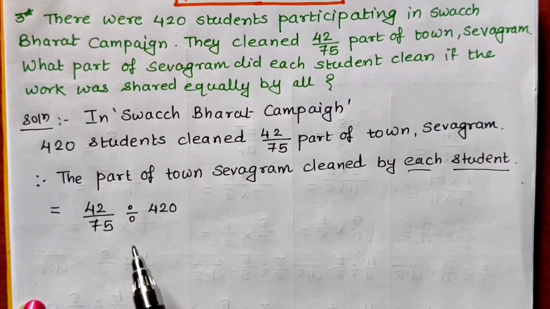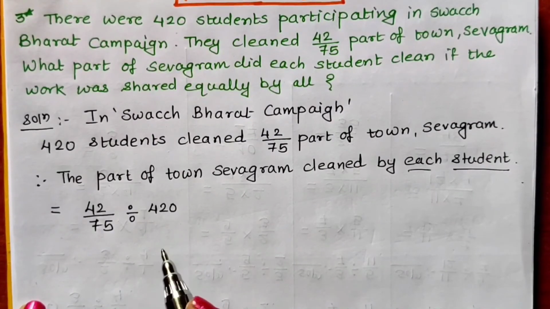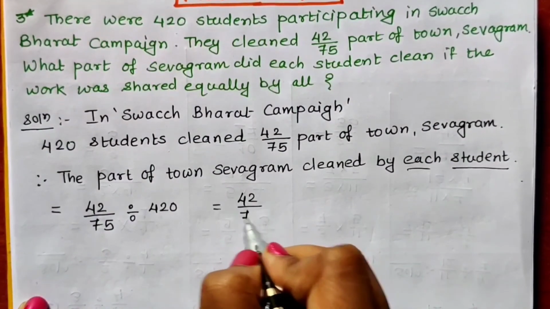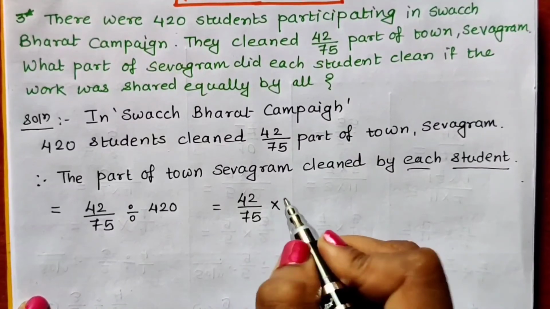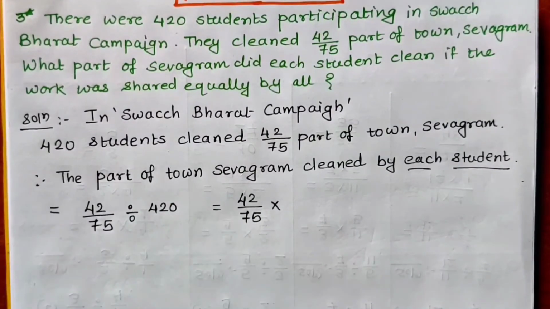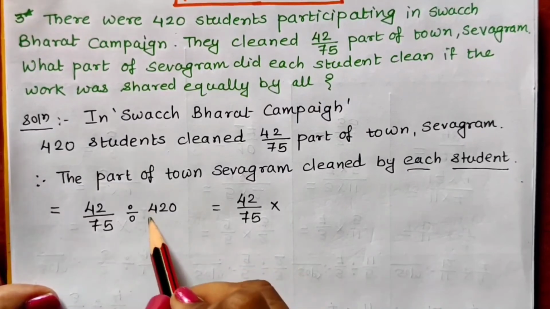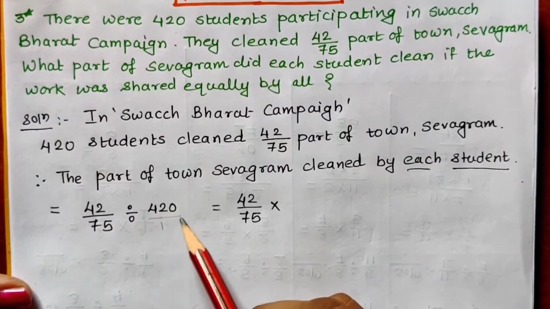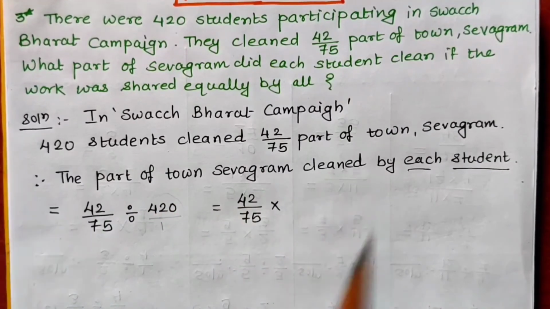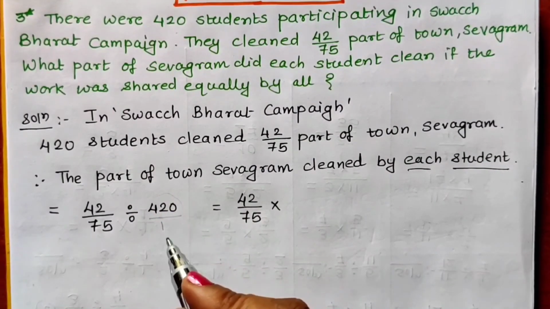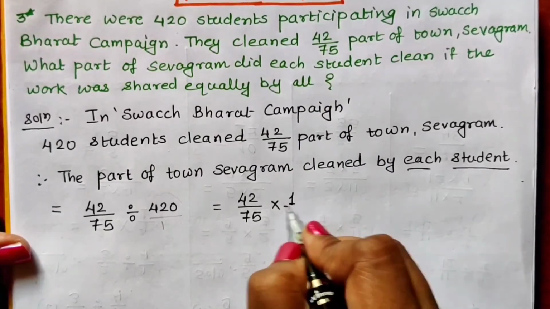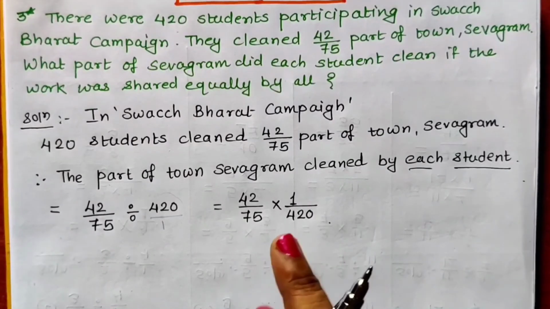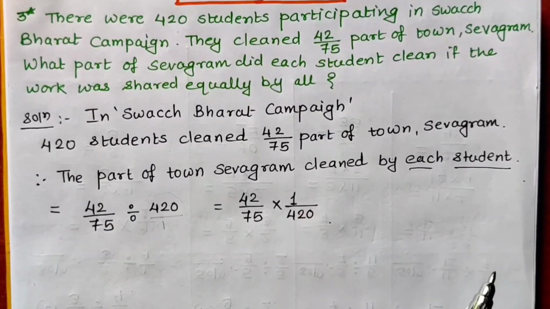We will have to convert this division into multiplication, and we will be solving by the method of multiplication. So it will be equal to 42 upon 75 multiplied by, 420 is not only 420, always 1 is there in the denominator. So in multiplication what we will have to do? We will have to write the reciprocal of second number. So what is the reciprocal of second number? It is 420 upon 1, means what? 1 upon 420. Now let us check, can you cancel the numerator with denominator and denominator with numerator?